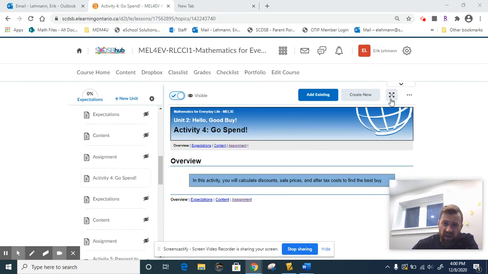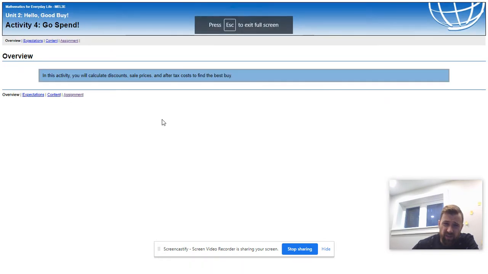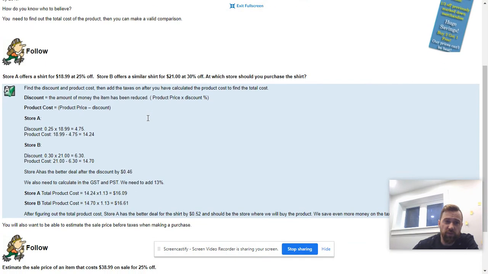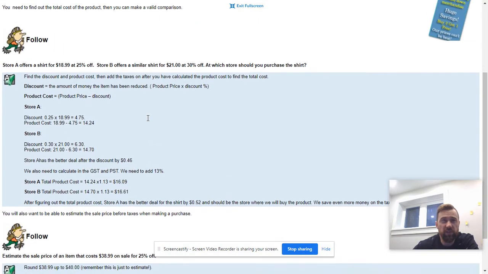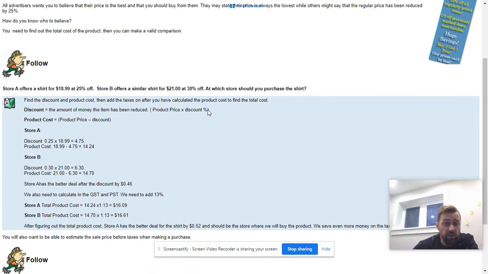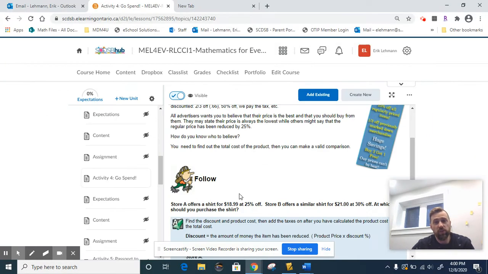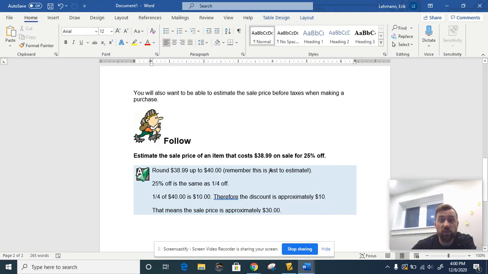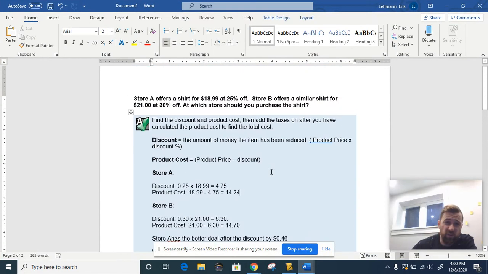The nice thing about this activity is you can find it in the content and you can look through the expectations and you can find some examples. What I'm going to do this time, which is a little bit different, is I took this content and put it on a separate sheet. I put it into a Word document and I'm going to save that Word document to this video. So if you want to look at it, you can.